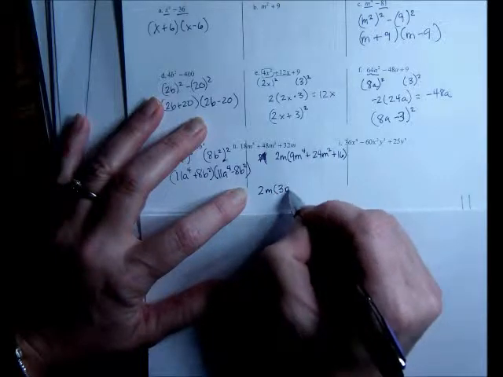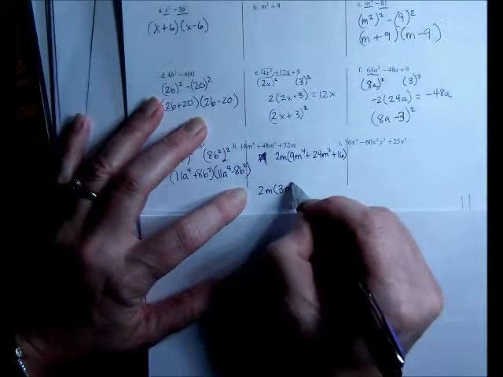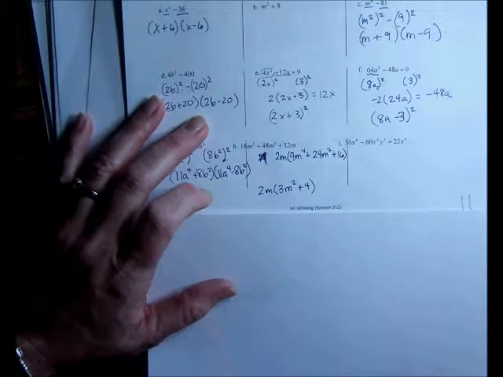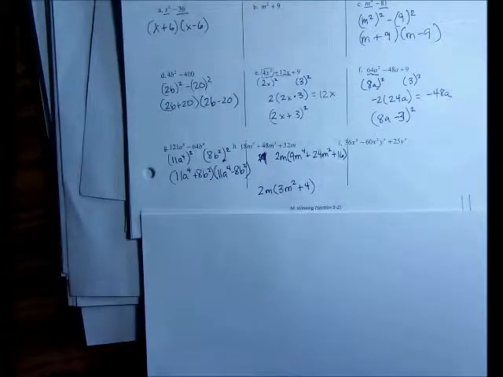And it's going to end up being 2m times 3m squared plus 4 squared is going to be your factorization. So that's a little bit about how you do these types of problems.